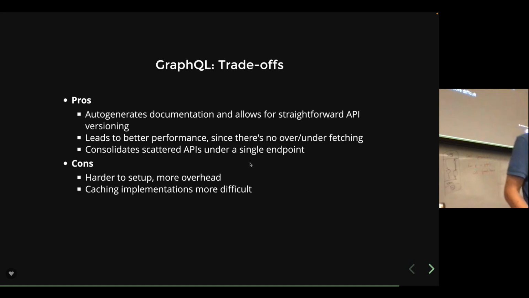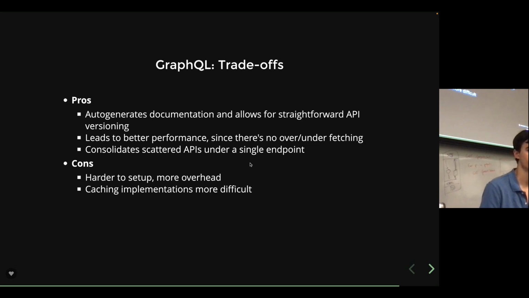Okay, trade-offs. The good parts of it. It auto-generates documentation. When you create your GraphQL file and define your schema, you can include comments which say this is what this field means, this is what this type means, and that will auto-generate a series of docs that you can see when you're actually making API calls to your GraphQL server. It'll say, here's all the types and here's what they mean, and it'll format everything nicely. It also allows for straightforward API versioning, where you can easily deprecate fields and add new fields.